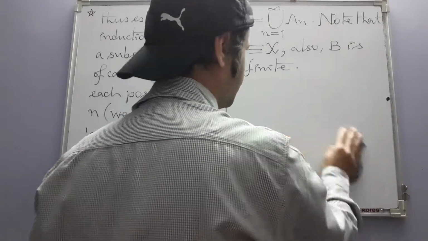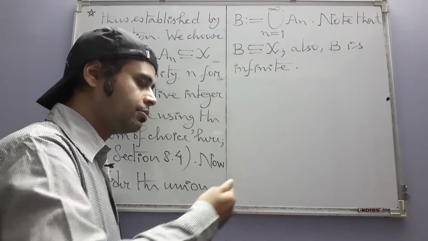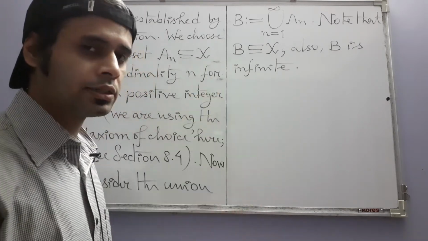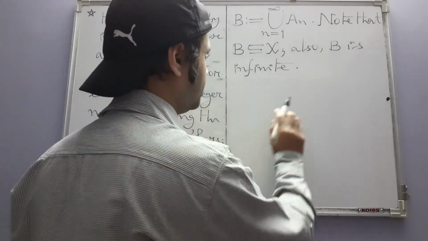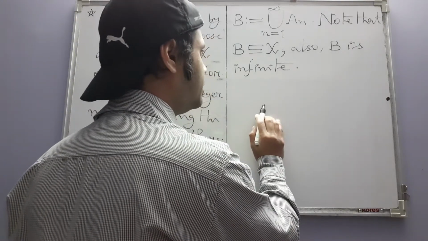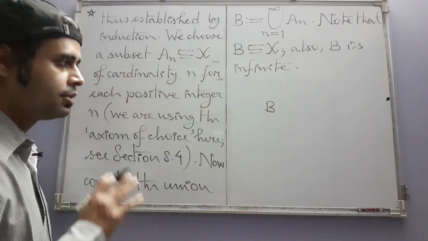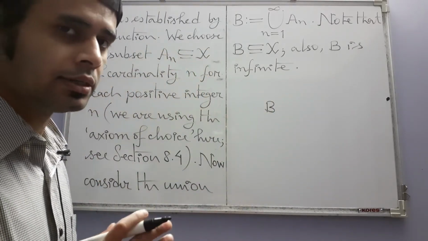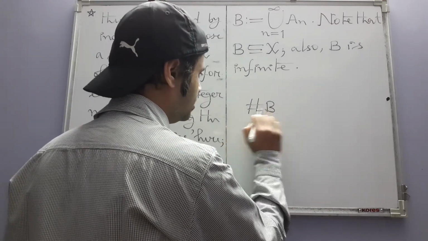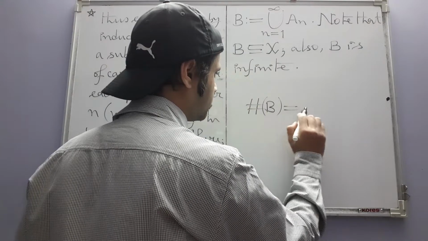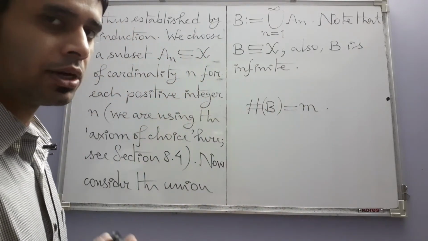Say B is not... I mean, of course we feel that B should be infinite because we are taking the union of larger and larger sets, but we have to rigorously justify it also. Suppose B is finite. If B is finite, then it should have some cardinality which is a natural number. Let that cardinality be M. It will be some natural number.